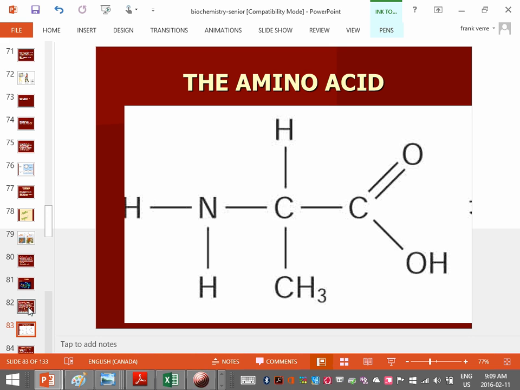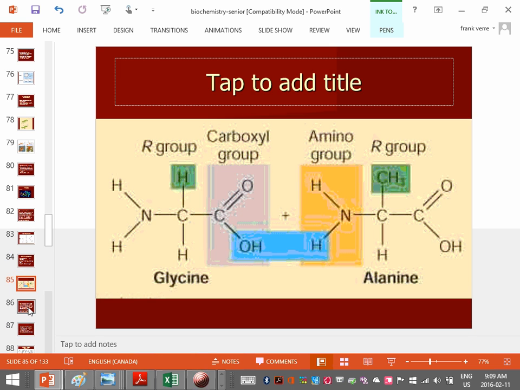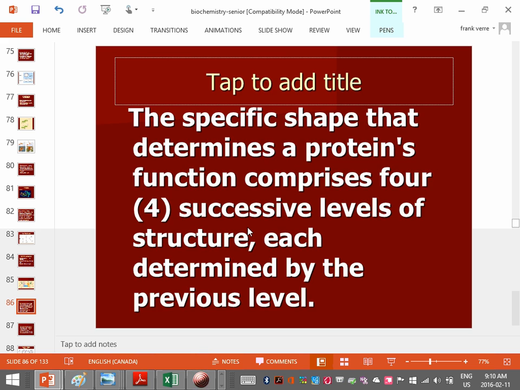Here's the building block of a protein. It's called an amino acid. Same idea. You want to make a bigger molecule. You want to put amino acids together. You got to take away water. Okay, and you can see water is highlighted over here. Now, the name of the bond between two amino acids is called a peptide bond.